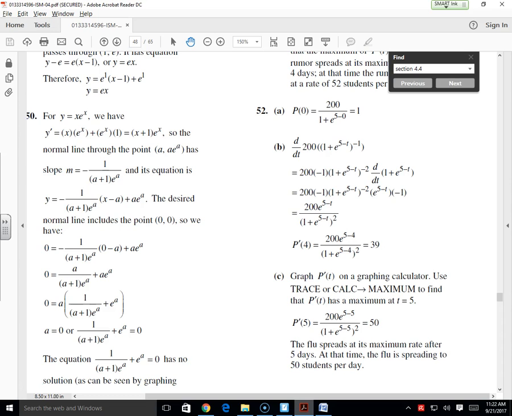And last but not least, letter C is just graph the derivative and find the max. I was trying to do it on a calculator, because they never said we could use our calculator. The max is at 5. With this function it would have been messy, but theoretically you could have done it. You could find the second derivative. Long story short, it spreads at the maximum rate at 5. Then you had to plug in 5 and figure out what the rate was, which is 50 students per day. That's kind of scary. I don't like that.